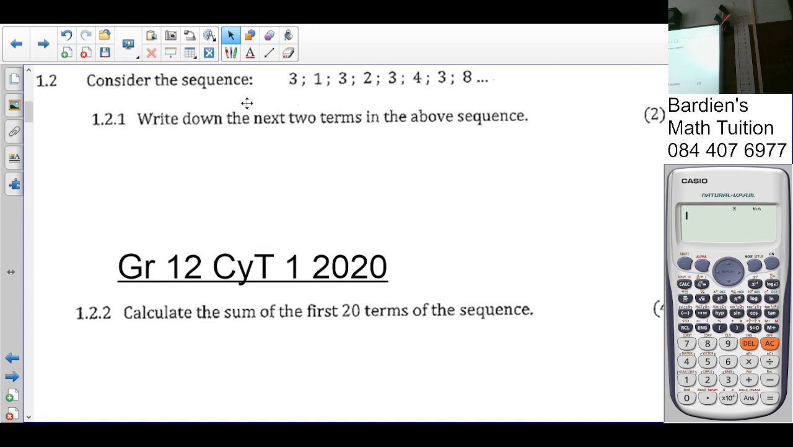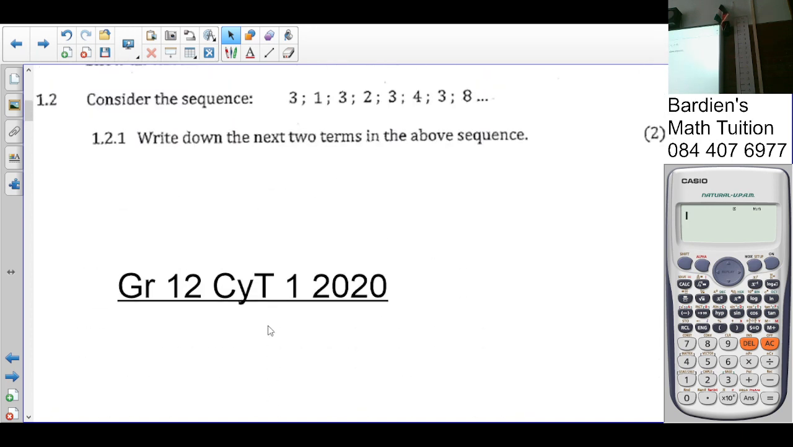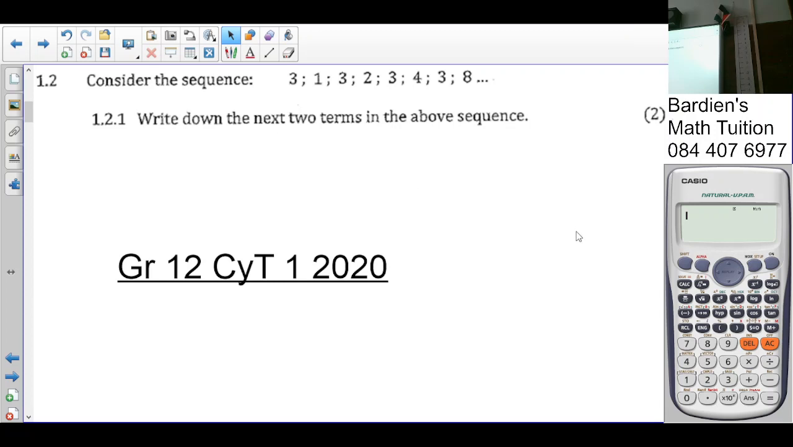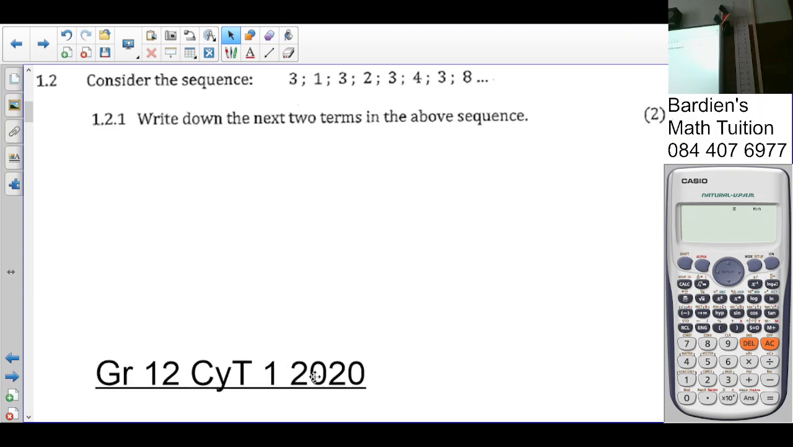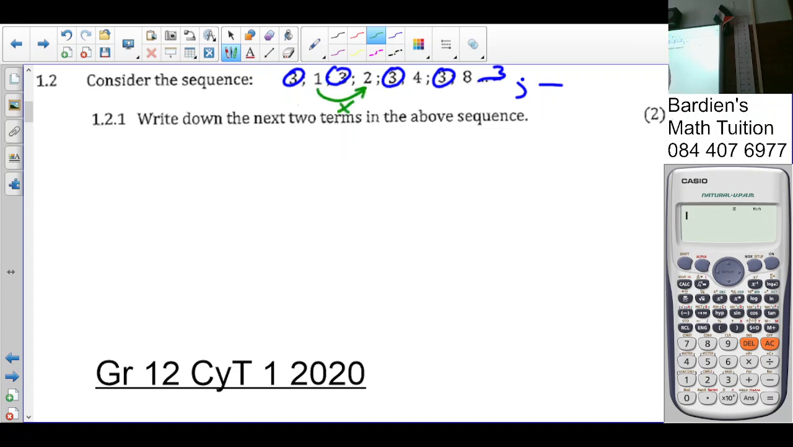Right, so let's look at 1.2. In question 1.2 it says, consider the sequence, and the sequence is 3, 1, 3, 2, 3, 4, 3, 8 and so on. It says write down the next 2 terms in the sequence. Okay, so if you are seeing every second number is a 3, so there is going to be a 3. As you can see you've got 1 to 2, we multiply it by 2.